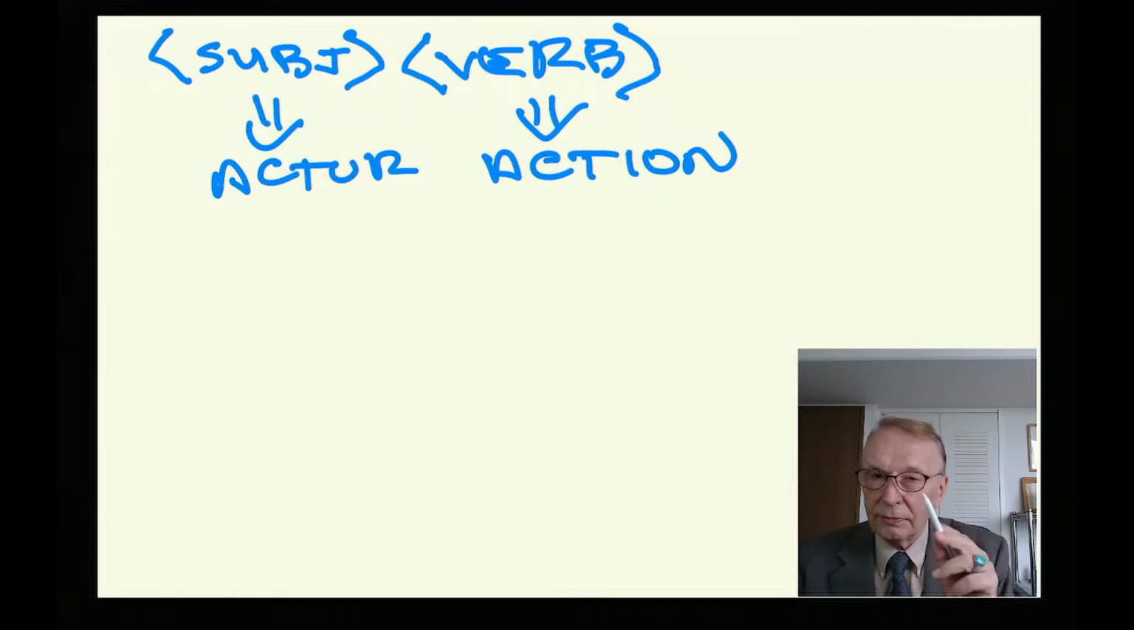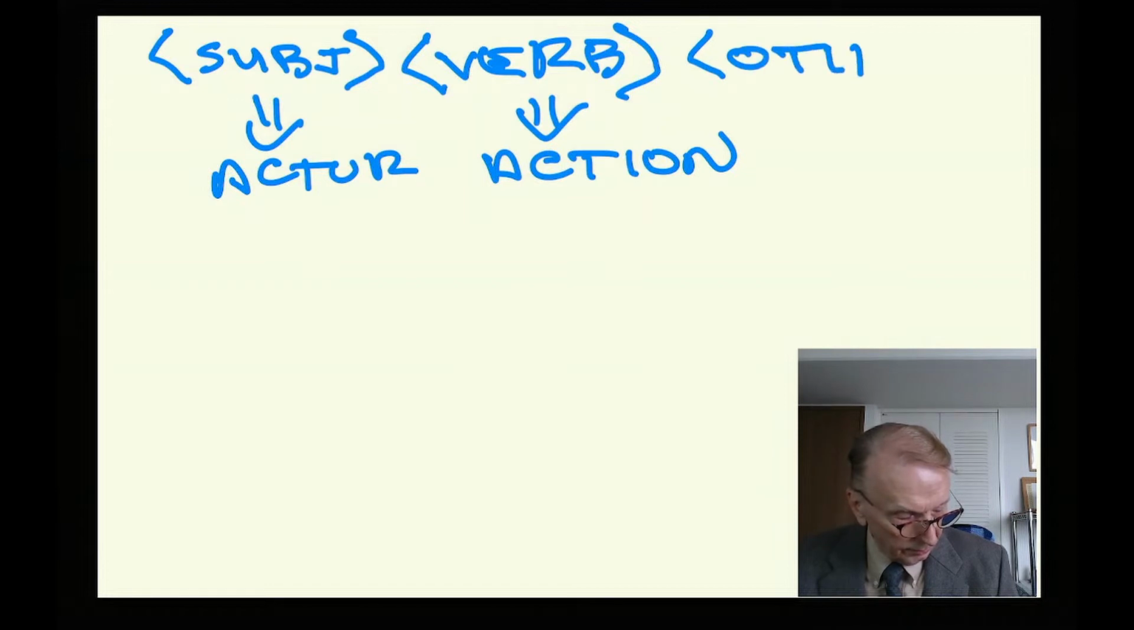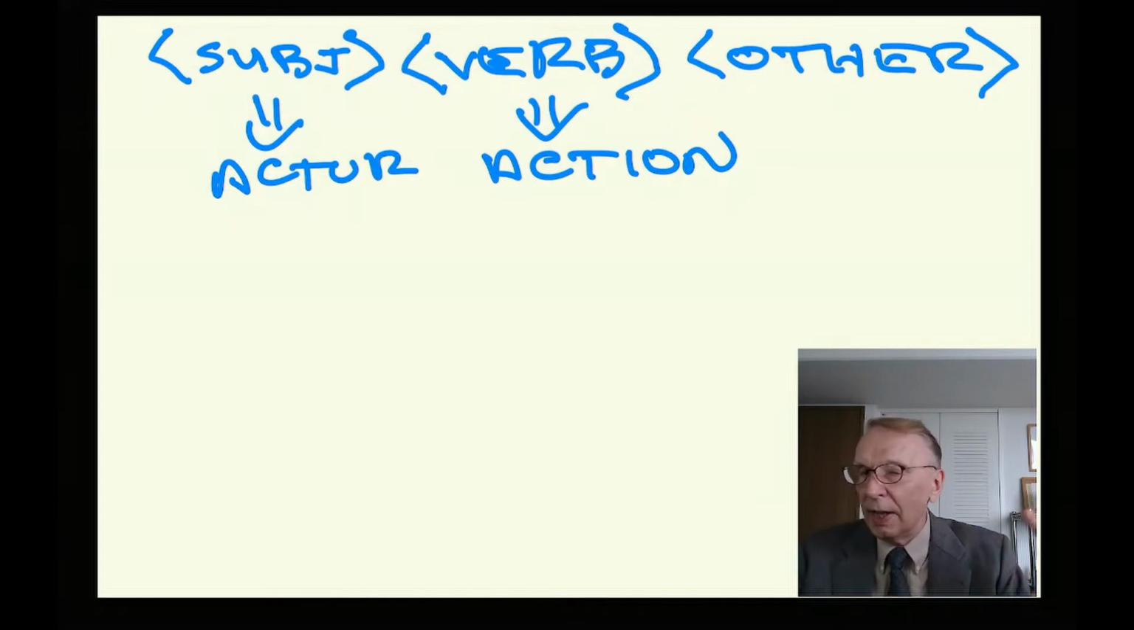In fact, the definition of a sentence in English is a clause or a string of words that have a subject, a verb, and ends with a period. Okay? So that's all you need for a sentence, basically. But as you know, sentences are longer. So we'll say subject, verb, plus other stuff. Okay? It can be anything.